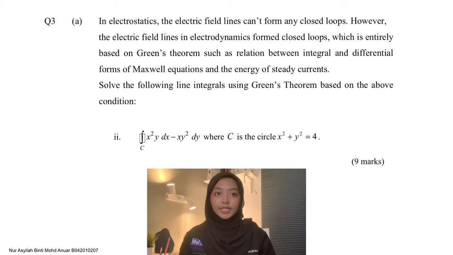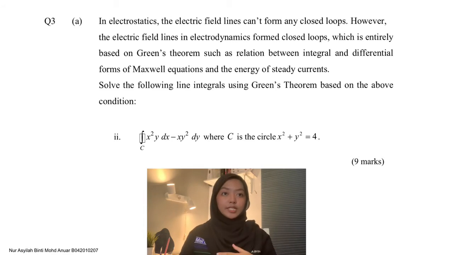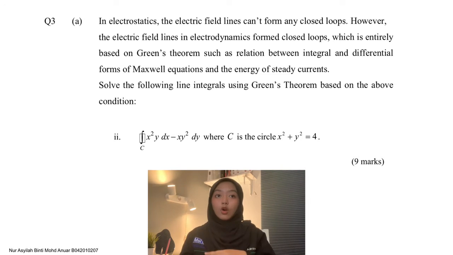Hi, it's me again. So for the second question, I'll be using GeoGebra as my online calculator. For this question, it has been stated that C is a circle, and as we know, the limit for a circle is from 0 to 2 pi. All we need to do is to insert the question into GeoGebra.